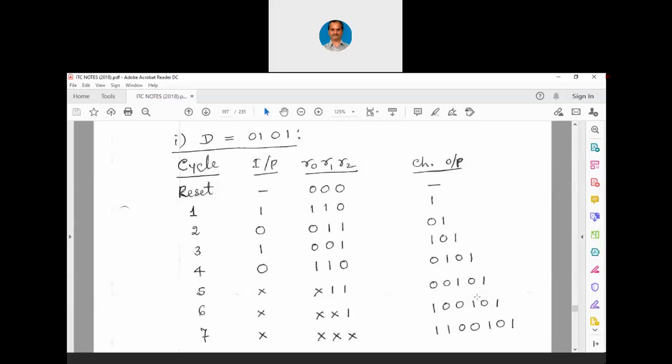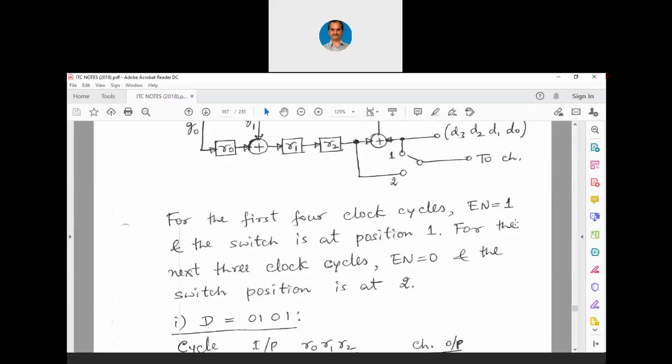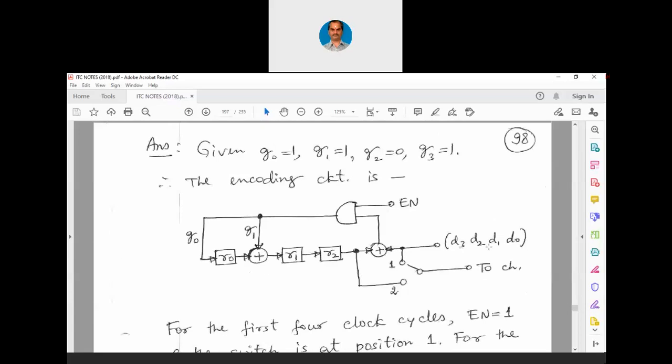So we will have this, we can see here it is 0 1 0 1, you can see here it must be LSB first. So I have done it wrongly here. This must be D0, D1, D2, D3. It must be like that.